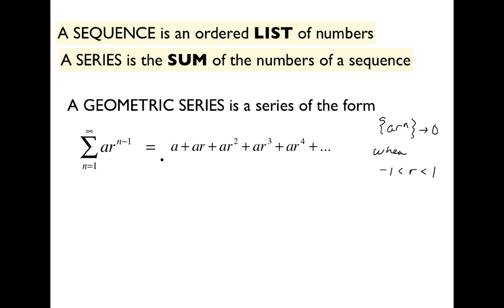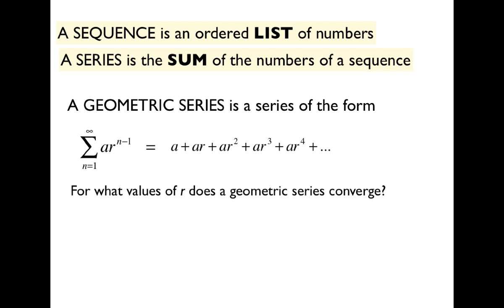Does that mean that whenever r is between -1 and 1 and the sequence goes to 0, the series is finite? The sum is finite. So let's take a look at that. We want to look for what values of r the geometric series converges.